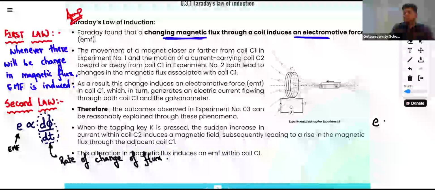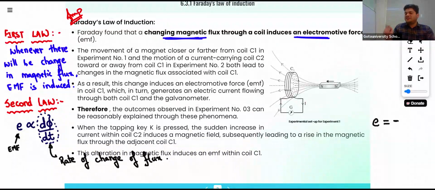What will come? Yes, there will be a constant. Coincidentally, that constant value is 1. So after removing the proportionality sign, there will be a negative sign. Why this negative sign? That will be explained in Lenz's law.